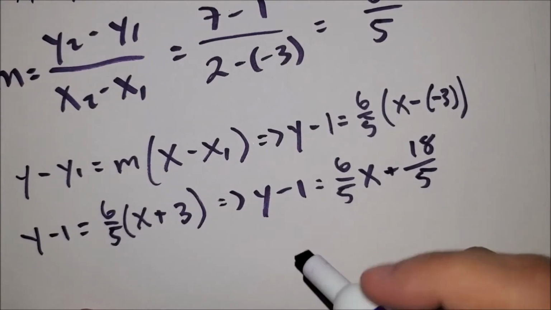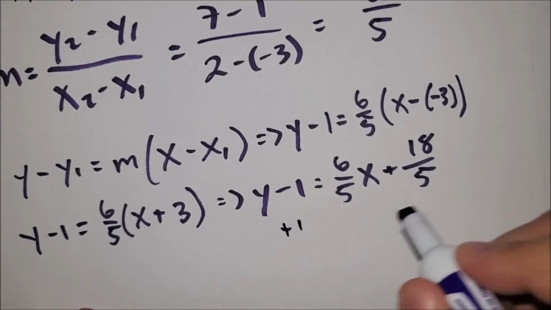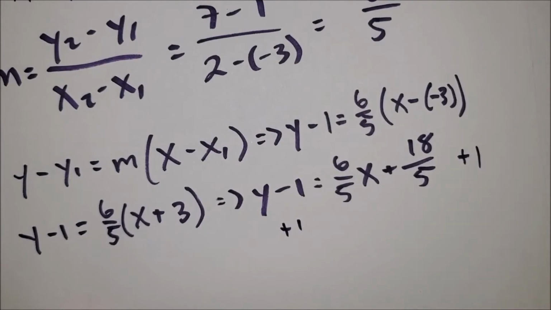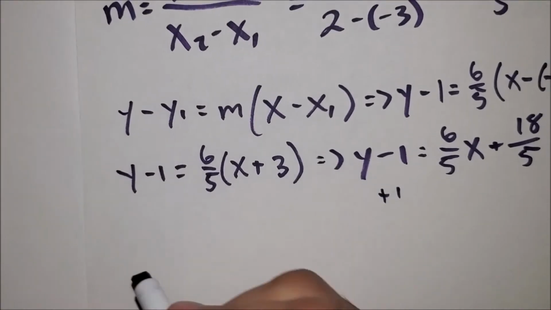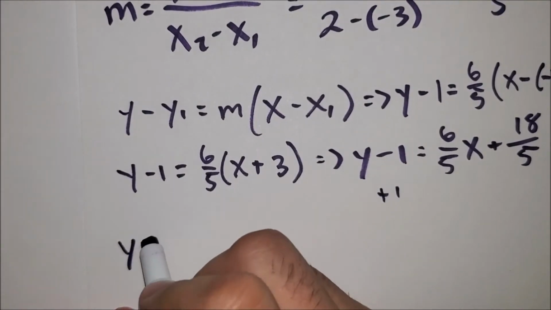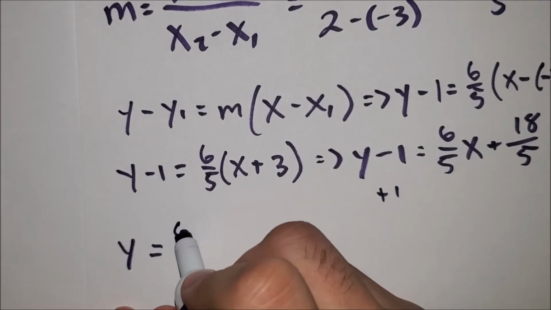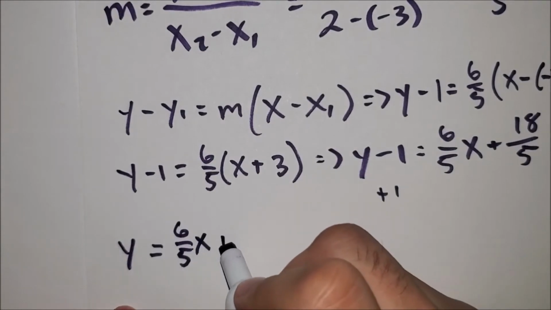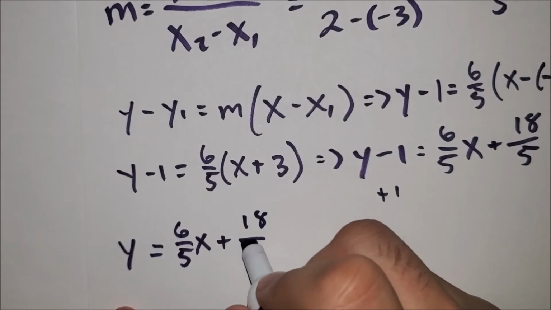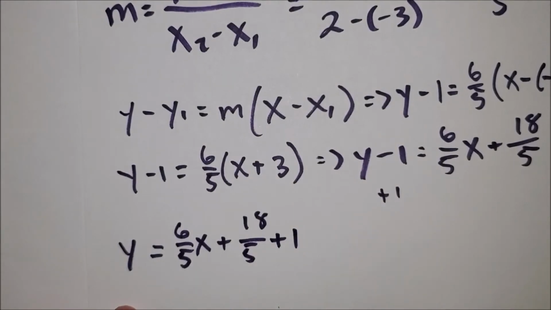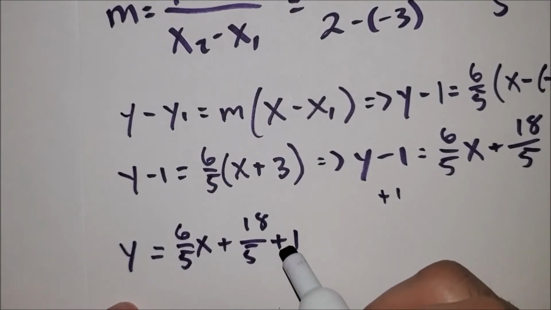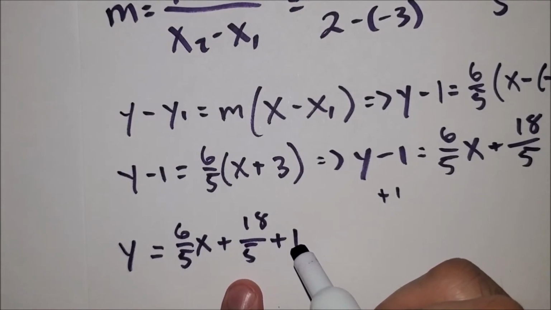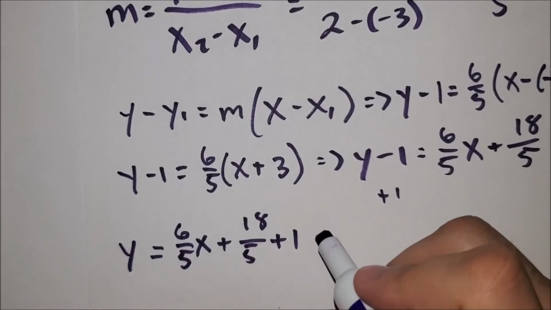So we still want to get the y by itself, so we need to add 1 to both sides, and we're going to get y equals 6 over 5x plus 18 over 5 plus 1. To add these numbers, you need to change this to have the least common denominator, which is going to be 5.